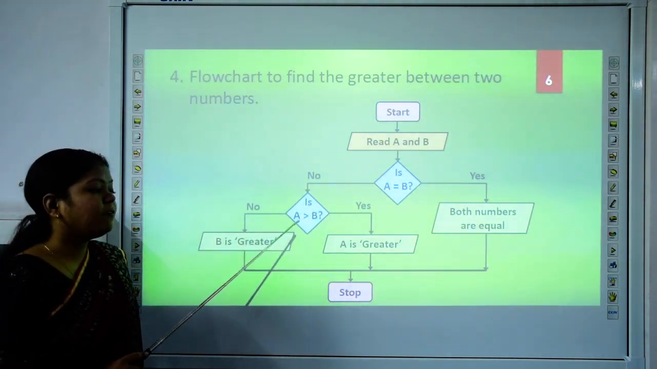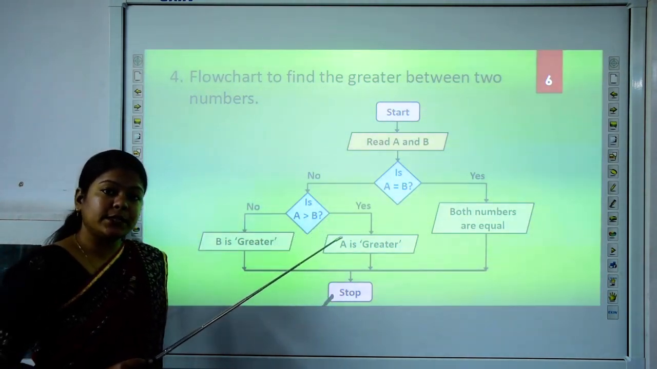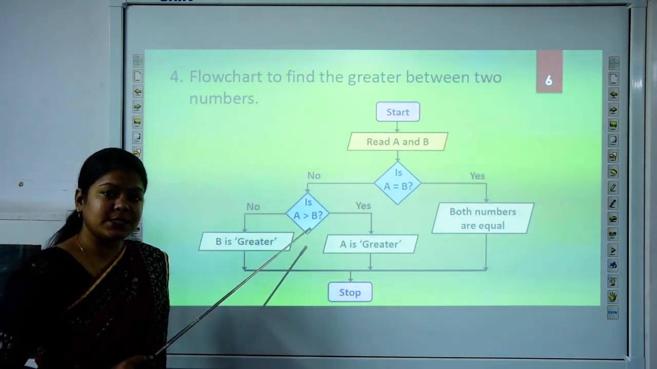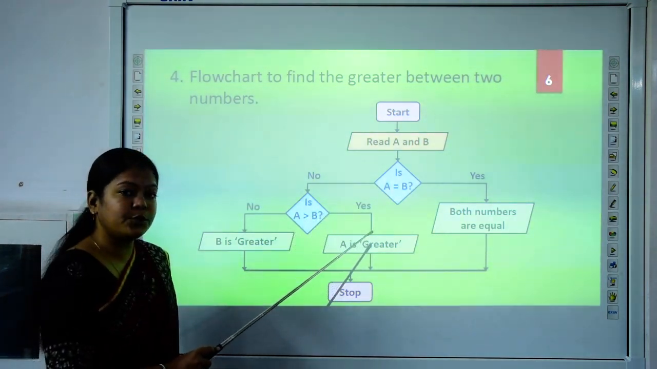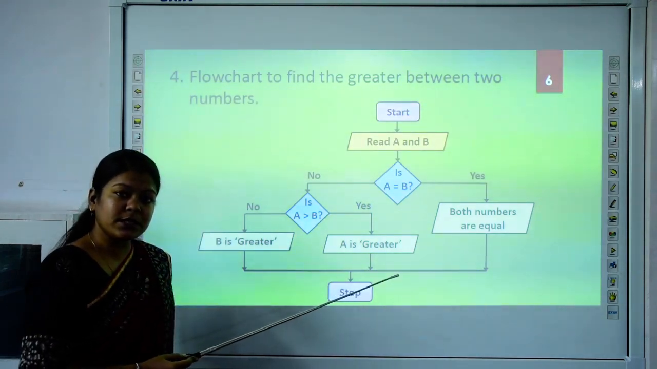Then here we have another condition. In this condition we have to check, is your number A greater than B. If our number A is greater than B, then we have to move to the true part or yes part, and we have to print A is greater. Okay, because A is greater.